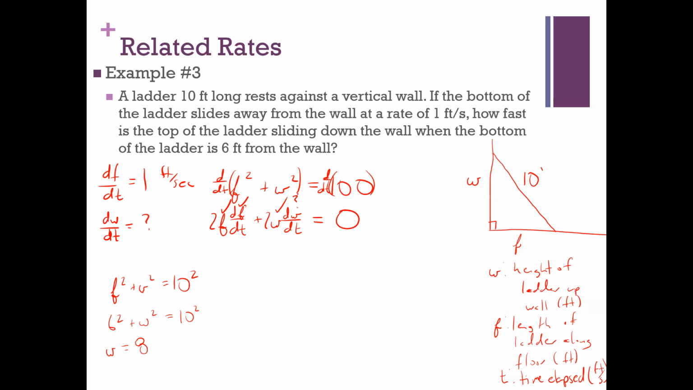Which means I now have all the pieces I need. So 2 times f, which is 6 feet, times df/dt, which is 1 foot per second, plus 2 times w, which is 8, times dw/dt equals 0. We get 12 plus 16 dw/dt equals 0. Ends up being dw/dt equals -3/4.